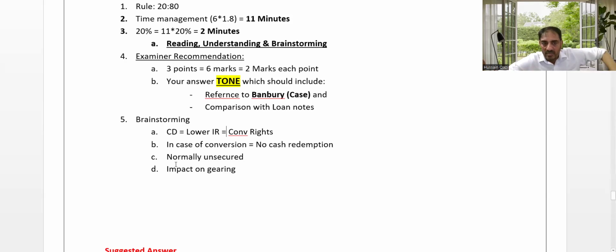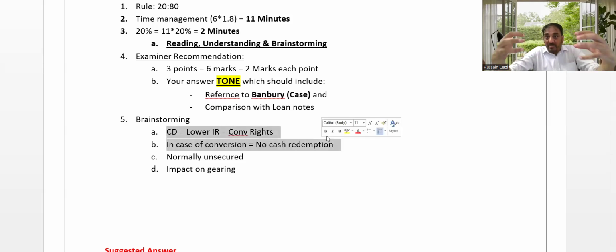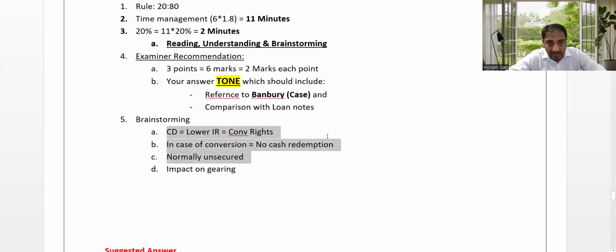So it's a norm. In case of conversion, no cash redemption. It's a benefit if in future the investor, if the conversion option is attractive, so there will be no need to pay the cash. So these are the raw thinking. Raw thinking means it's a general advantage that you have a knowledge from the book. But all of these brainstorming, brainstorming means that's a raw thinking.